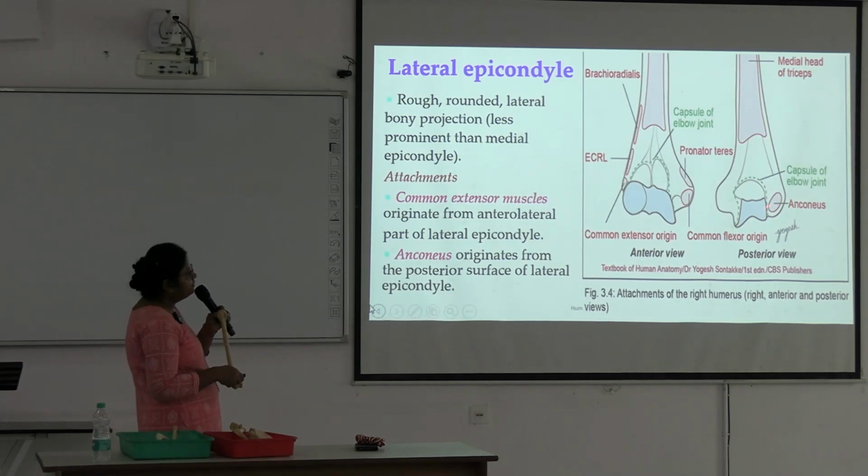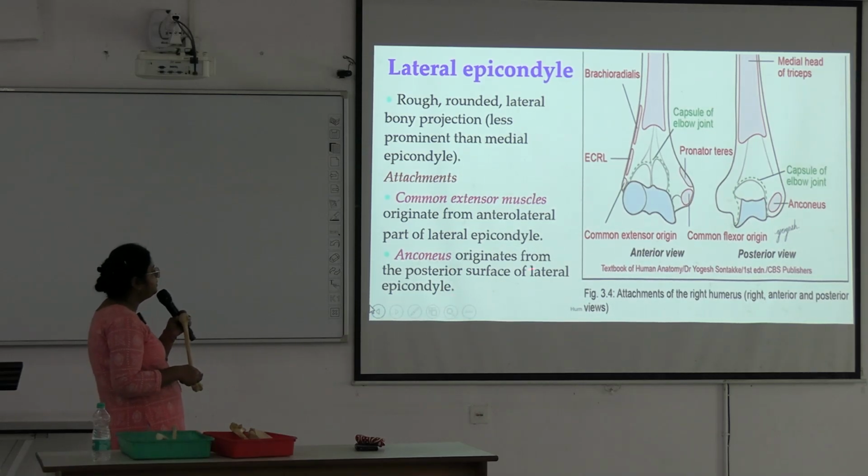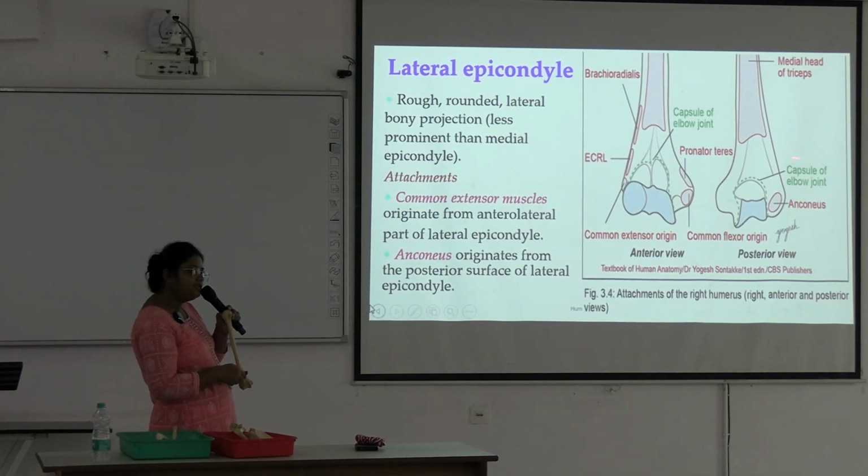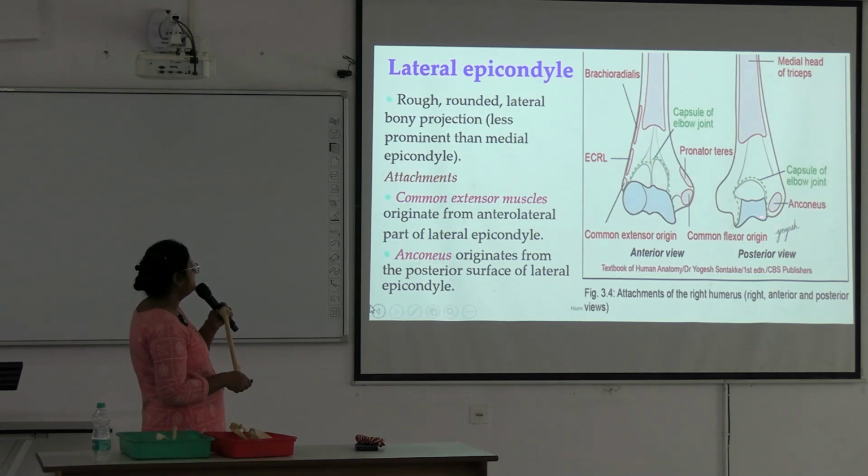Here, anconeus from the posterior surface of lateral epicondyle. See here, you can see olecranon fossa, so it is posterior aspect. So anconeus attachment is here.